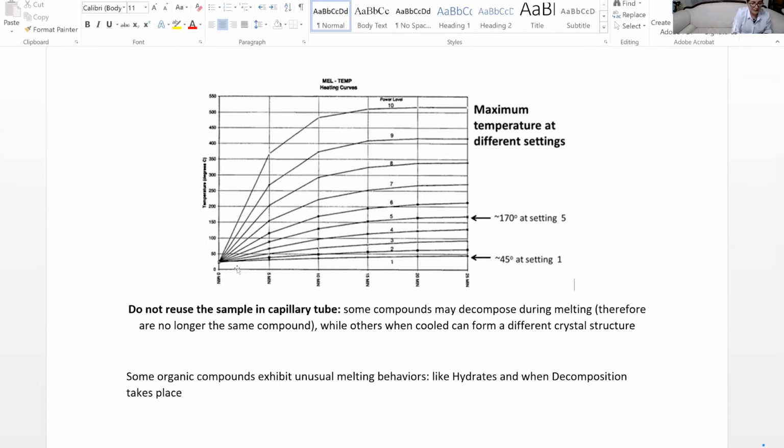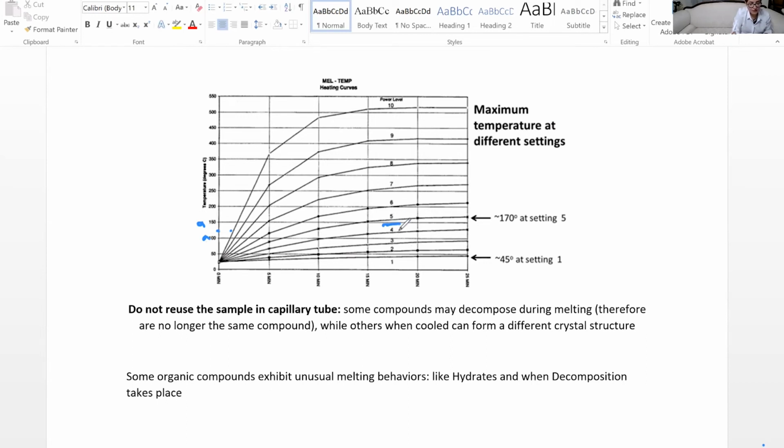So you can heat up the sample fast to begin with, but when it's getting close to the melting point of the sample, you have to slow down. How is this chart going to help us with the setting? Let's say we have a sample that is going to melt between 100 and 150. The setting of the power regulator on the meltdown apparatus should be set between 4 and 5.